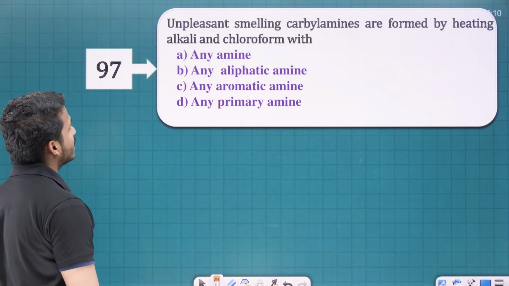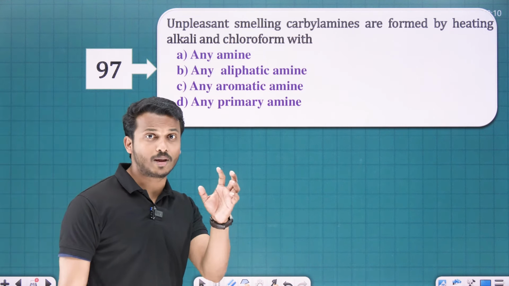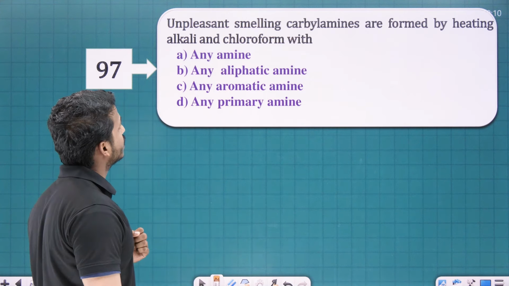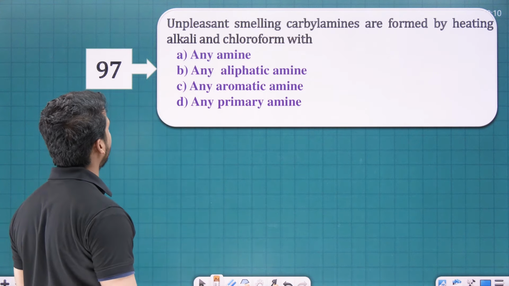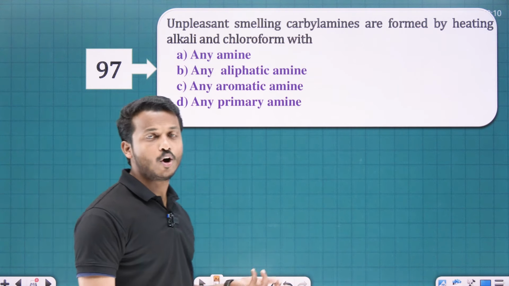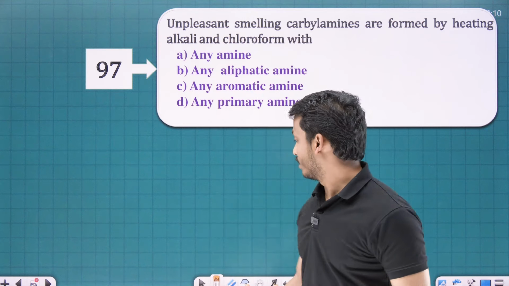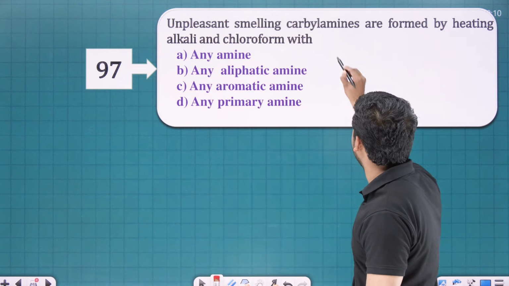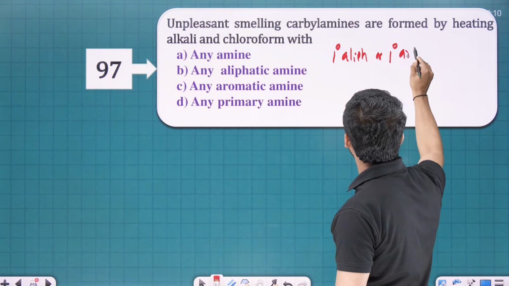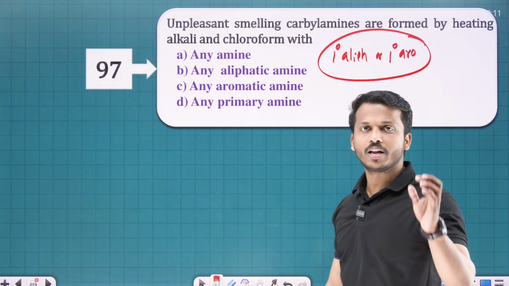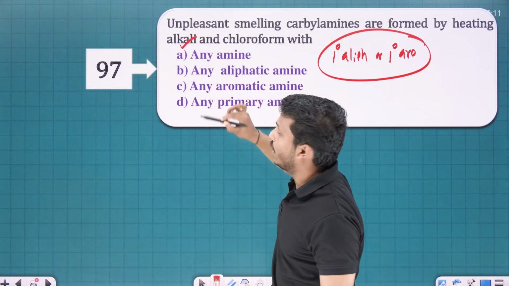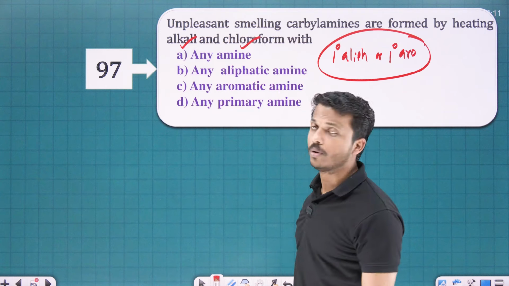Next, an unpleasant smelling carbylamine. We know the carbylamine test: isocyanide has a foul smell. Unpleasant smelling carbylamines are formed by heating alkali and chloroform with a primary amine. The carbylamine test is given by what? Primary aliphatic or primary aromatic amine, when treated with alkali like NaOH and chloroform, gives you what?